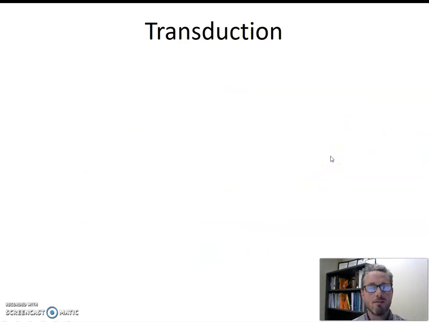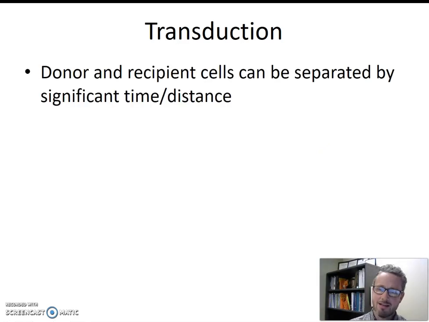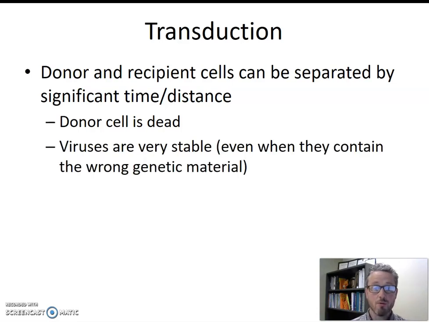So let's point out one last detail about transduction. The thing I wanted to highlight is that during transduction, the donor and the recipient cells can be separated by significant time and or distance. And this is because the donor cell is dead. So the two cells are not required to be alive in the same place at the same time. Furthermore, viruses are very stable. We know that a viral particle is really simple, and they can float around in the environment for very long periods of time. That is even true when they contain the wrong genetic material.